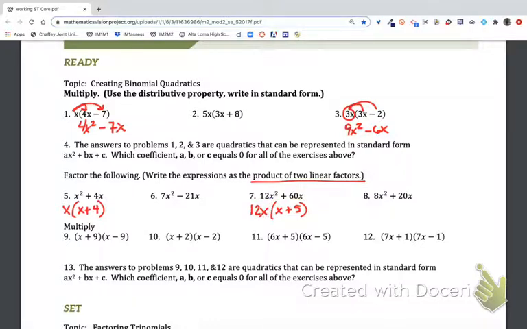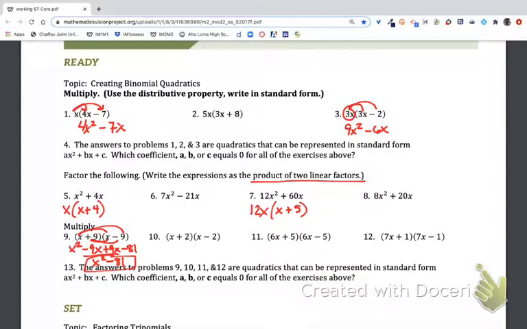For number 9 through 12, we're going to multiply, so we're going to use that distributive property that you did in 1 through 3, just doing it a little bit more. X times x is x squared, x times negative 9 is negative 9x, 9 times x is plus 9x, and 9 times negative 9 is negative 81. As we have been doing for some time now, combine those like terms and you'll see negative 9x plus 9x gives me 0 x's, so I can write it as x squared minus 81.